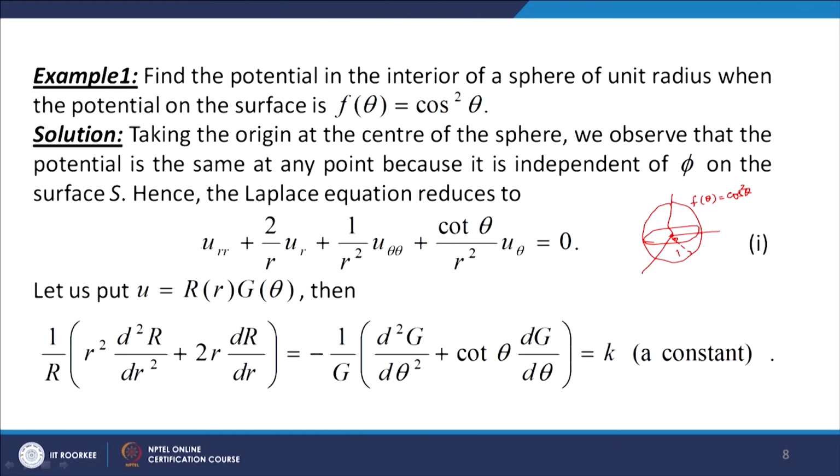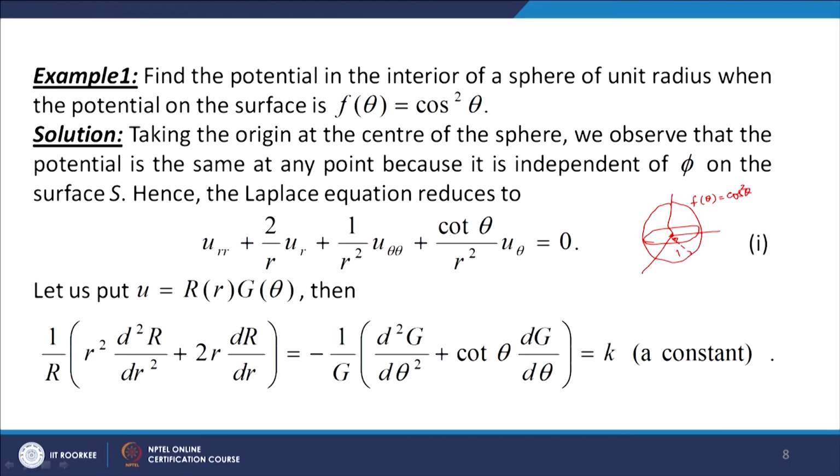So, the potential u will not depend on phi. Hence the Laplace equation reduces to u r r plus 2 over r u r plus 1 over r square u theta theta plus cot theta over r square u theta equal to 0. Now, we have to find the solution of this equation. So, let us take u to be a function of r and theta. So, u equal to R of r times g of theta.